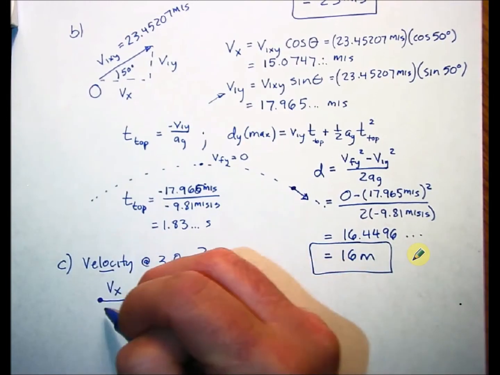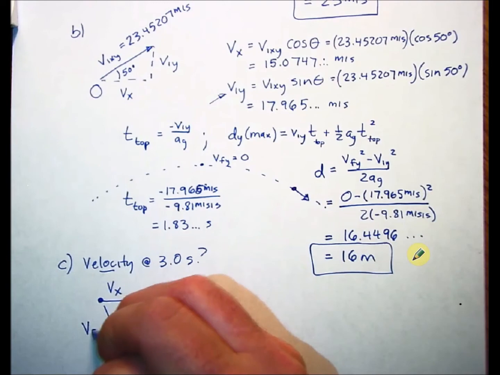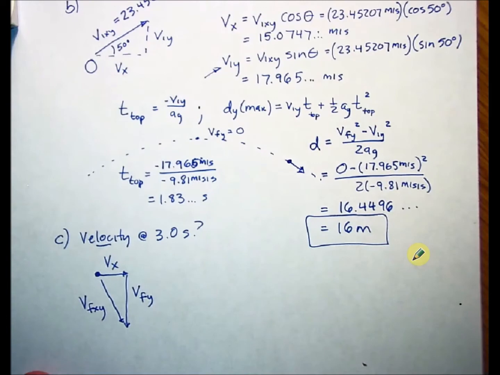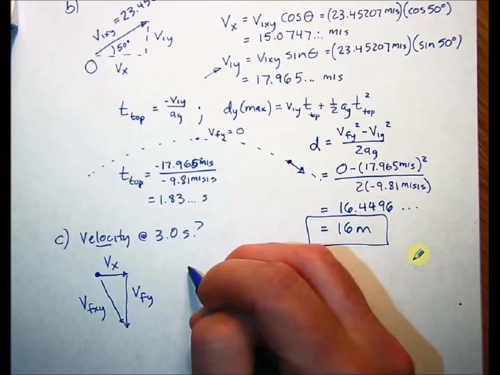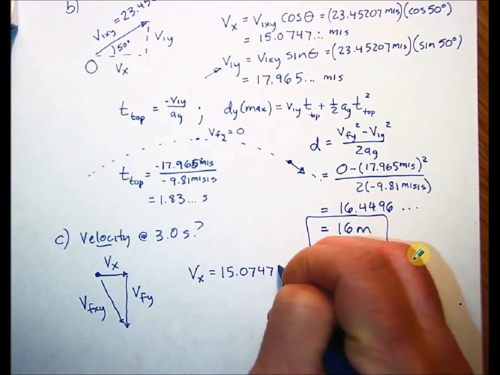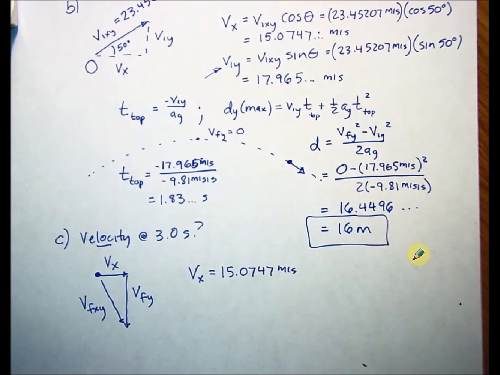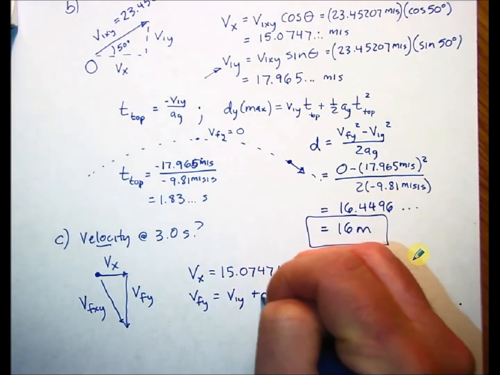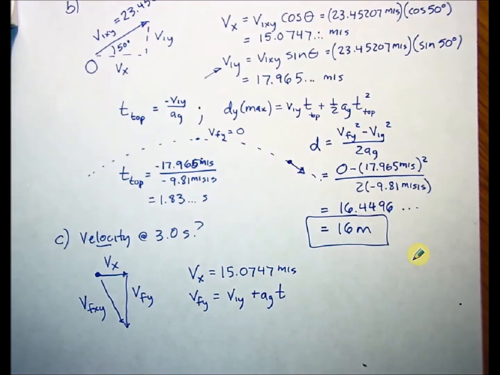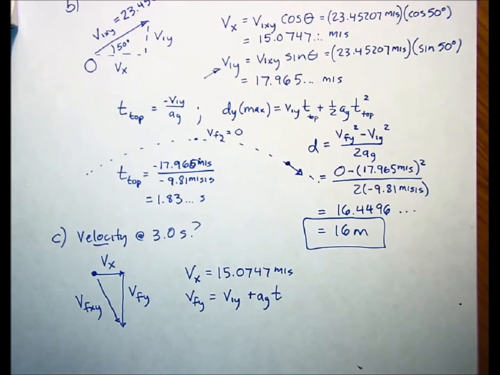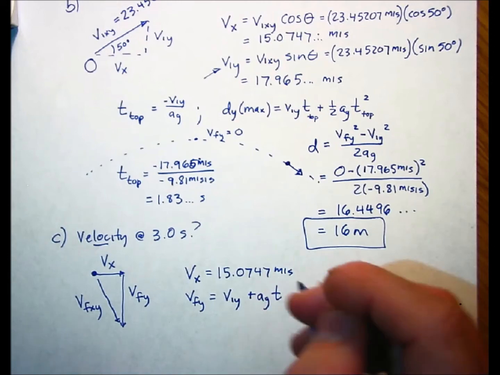When I ask for the velocity at 3 seconds, what I'm really asking for is the final velocity in the x and y direction. There's really one equation I need to use, because I already know what Vx is. Vx is 15.0747 meters per second. That never changes. VFY will be VIY plus AGT. The time I'm going to use here is just the time it takes to get there, which was specified in the question. That's 3 seconds. So I'll do that calculation real quick, and then we'll see what VFY is.